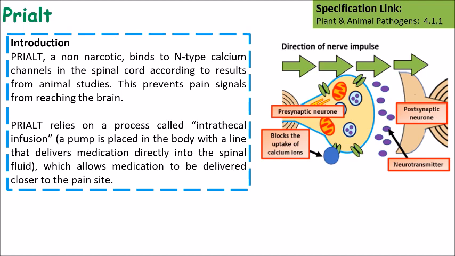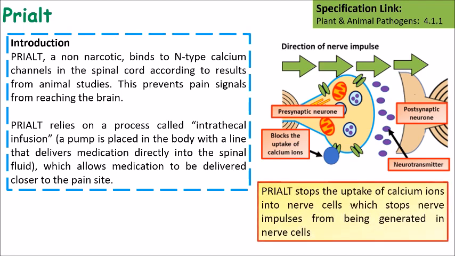It relies on a process in which it blocks the calcium ion channels which allow calcium ions to enter the nerve cells. If calcium ions cannot enter the nerve cells, then a nerve impulse of sufficient strength cannot be generated within that nerve cell.